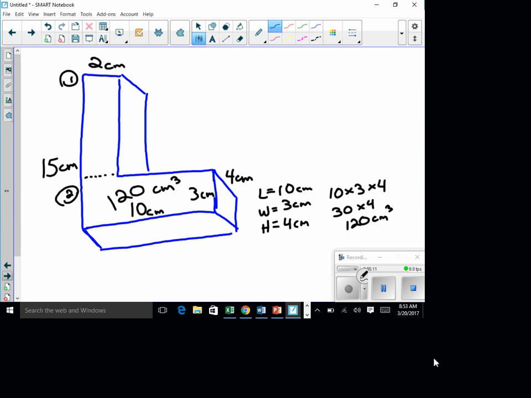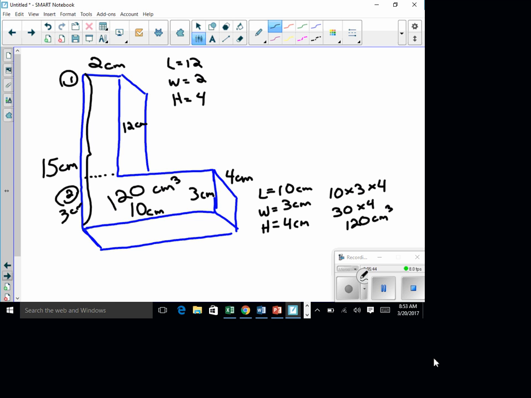This is where we're going to have a little trouble because this whole line right here is 15. But remember, this little spot right down here is 3. So now we got to take that away. So from here to here would be 12 centimeters. Now we go length equals 12, width equals 2, height equals 4.